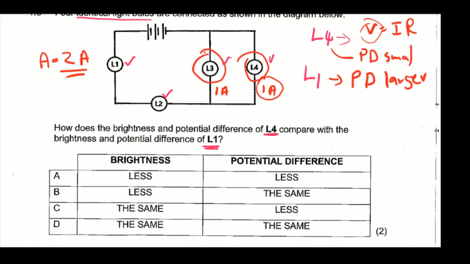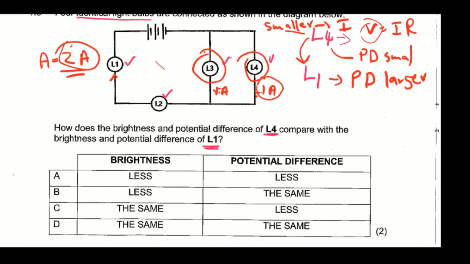Would be larger compared to L4, right? And then if the potential difference is smaller, definitely the current of L4 will be smaller also, right? The current, which is I, will be smaller because if we are talking of 2 amperes, this L1 has 2 amperes and these only share 1 ampere because they're identical, remember that. So it's going to be 1 ampere, so current is smaller.